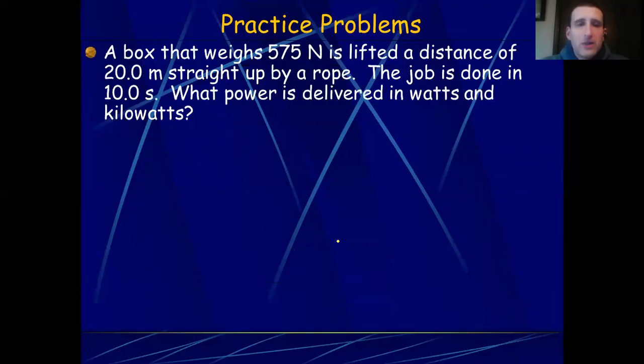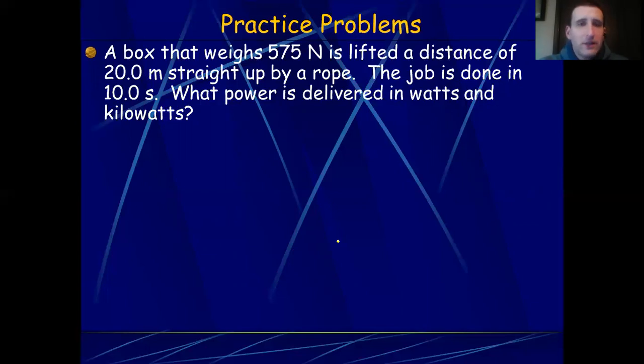So here's a practice problem for power. A box that weighs 575 newtons is lifted at a distance of 20 meters. So we're lifting a box, therefore we're doing work on it. It's being lifted by a rope. The job is done in 10 seconds. So it's not just about how much work is done, but how quickly is that work done, how much power was delivered in watts and in kilowatts. So maybe you're lifting this box with some kind of motor.